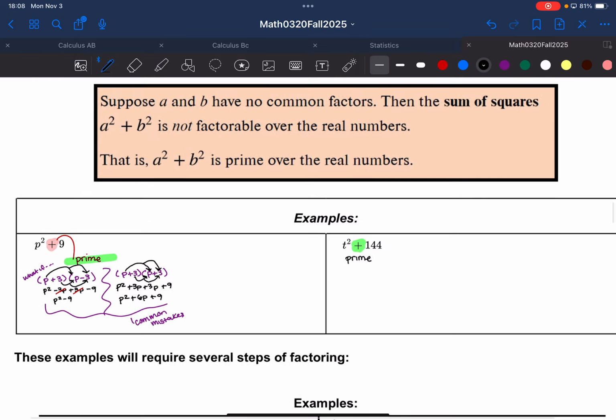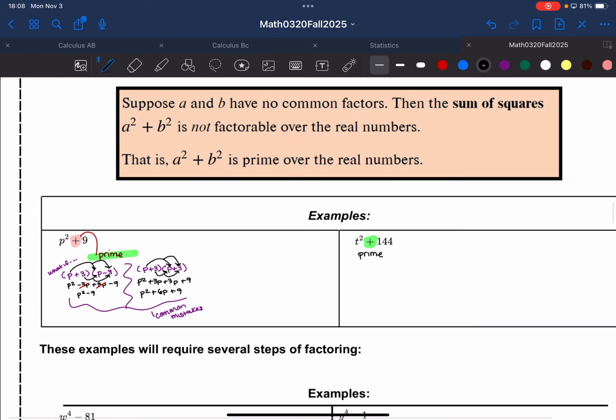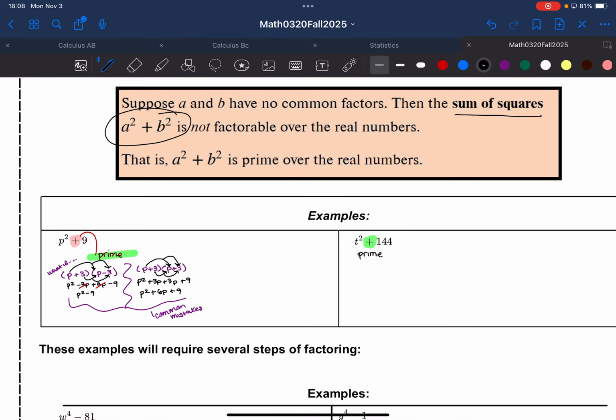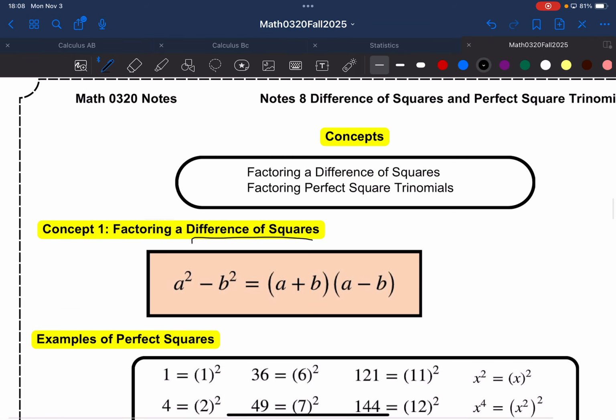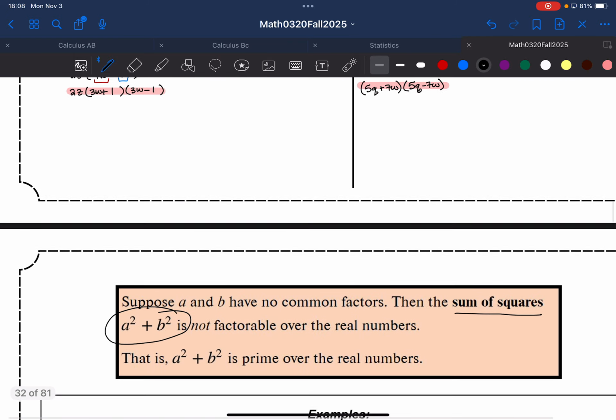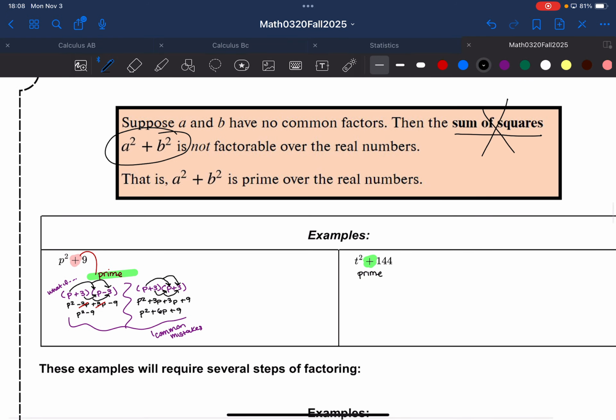And again, we know that these were prime because there is no such thing as a sum of squares, and that's what this is showing you here. But when we did this in the beginning, this was a difference of squares. There's difference of squares, no such thing as sum of squares.